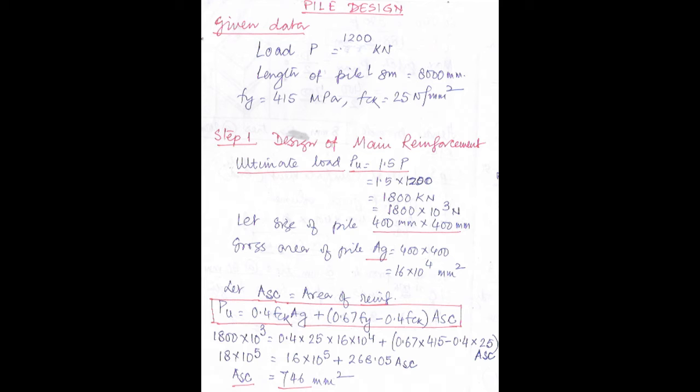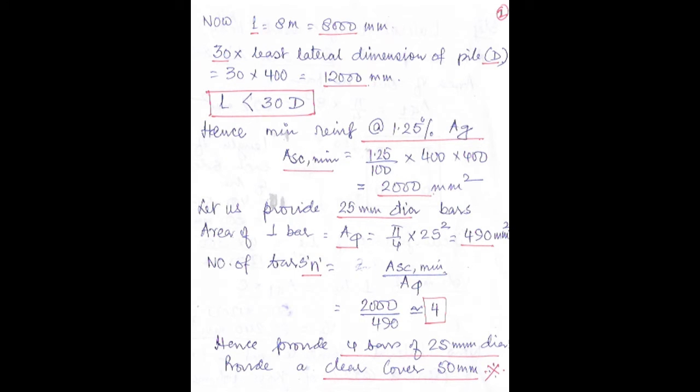Asc has come. Now we have to do the checking as I have told you in the design steps. So here the length of the pile is 8 meter, that means 8000 millimeter.